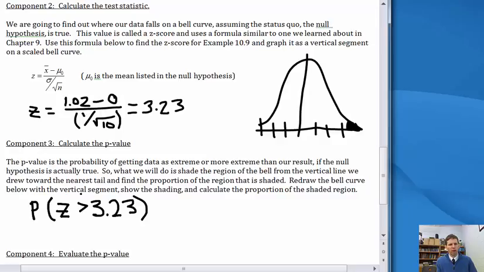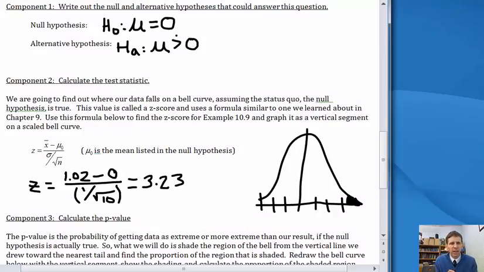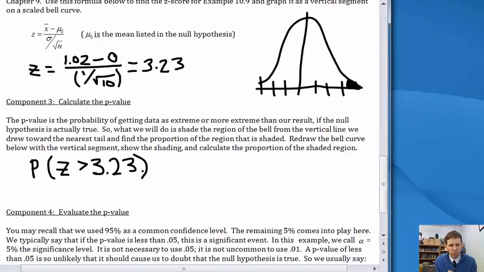Now, if you're also wondering why it is greater than, it's going to show us the more extreme values, but here's a quick hint from me to you. It also ties in with this inequality here. So if it's a greater than here, it's going to be a greater than here as well. The probability that z is greater than 3.23, if you go to your tables, is going to be 1 minus 0.9994, which equals 0.0006. This value is called the p-value.